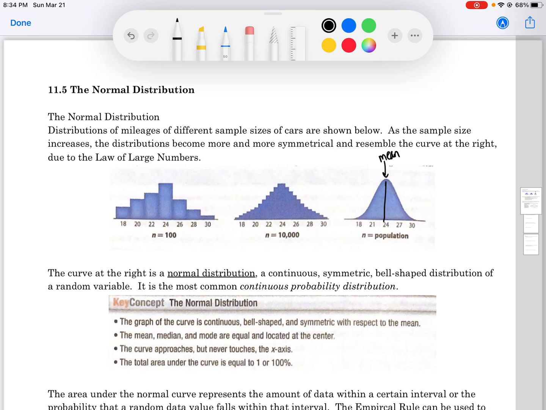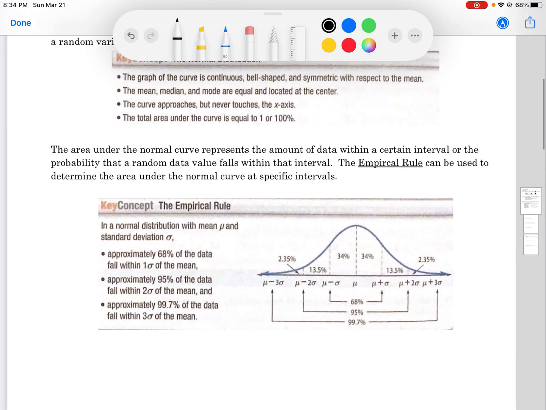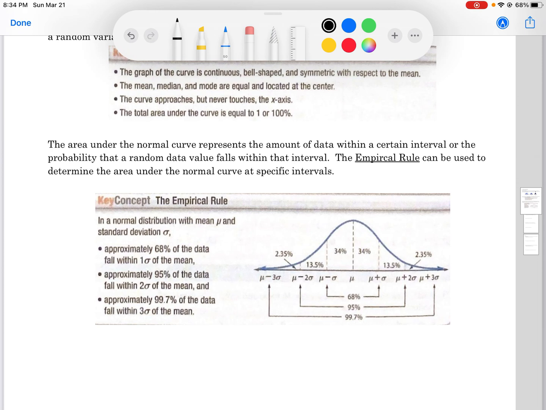The total area under the curve is considered equal to 1, or if we're thinking percentages, 100%. So literally when we're saying area, that's exactly what we mean. Like if you're thinking about a rectangle, length times width, we mean literally area. That's all this blue space. It's going to add up to 100%. So the area under a normal curve represents the amount of data within a certain interval, or the probability that a random data value is going to fall within that interval.